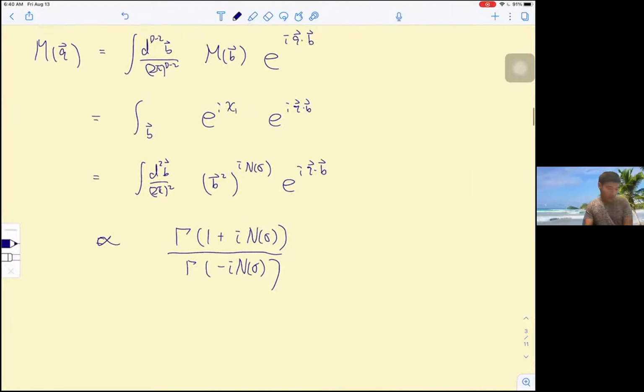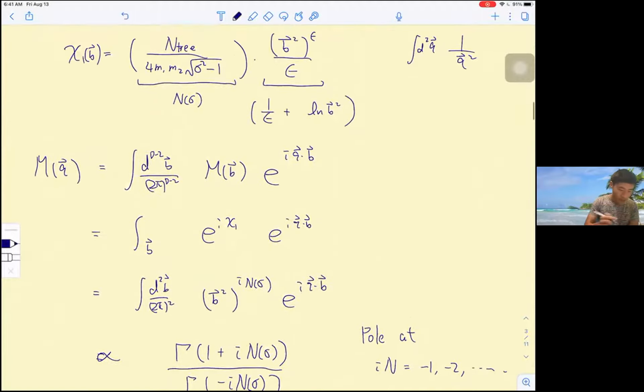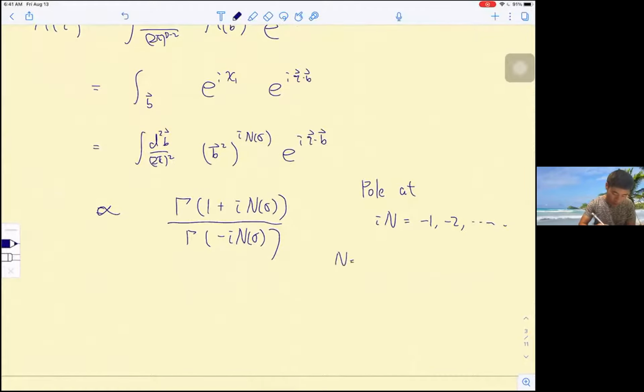And the well-known thing about the gamma function, if you look at the numerator, is that this result actually has additional poles when i n becomes -1, -2, etc. And what's n? This n, recall, is the tree-level numerator with this Jacobian. So that means we have poles at some i, plus 2i, etc., which is n divided by this Jacobian for m1, m2, square root of sigma squared minus 1.